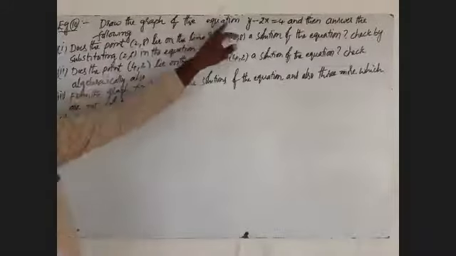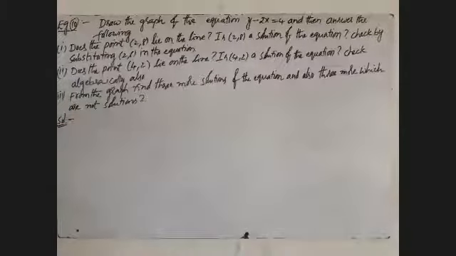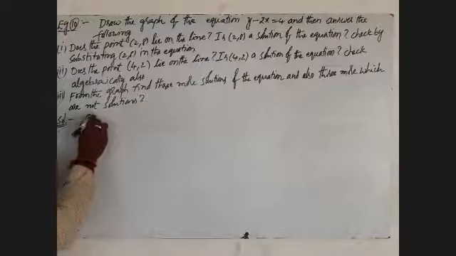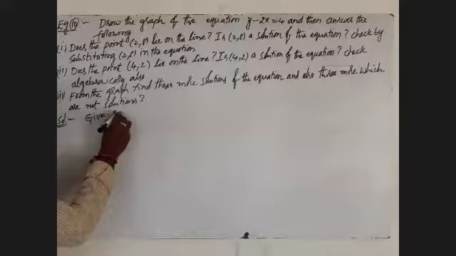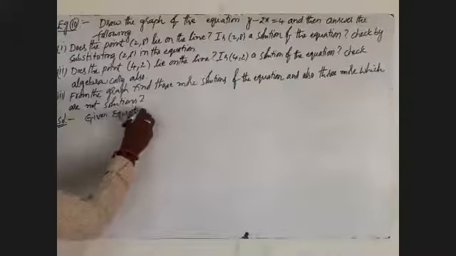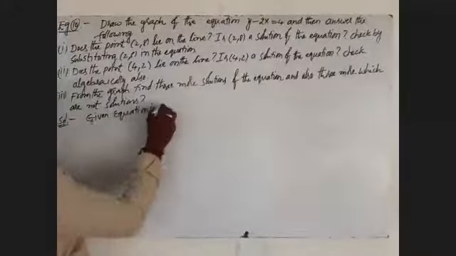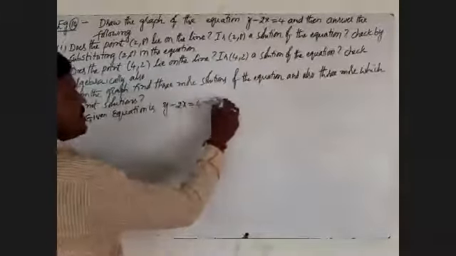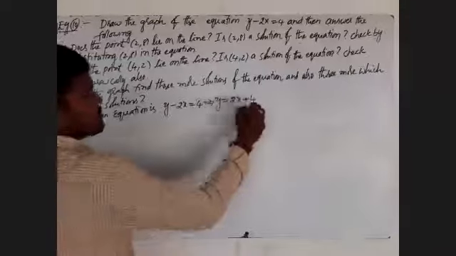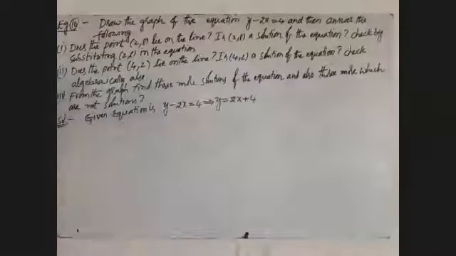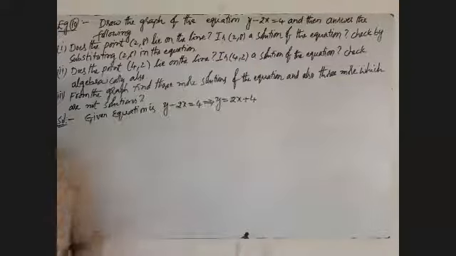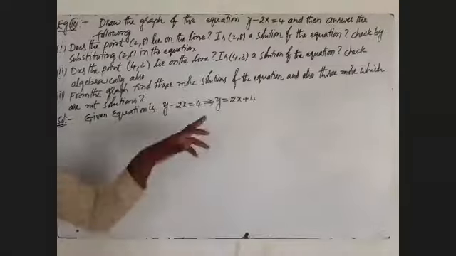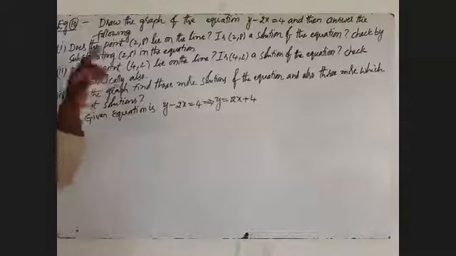Draw the graph of the equation y minus 2x is equal to 4, and then answer the following. First, the given equation is y minus 2x is equal to 4, that I will write. y is equal to 2x plus 4, I will write. This is the given equation. Here we will take some x values, and we have to find out the value of y. After that we will draw a graph.